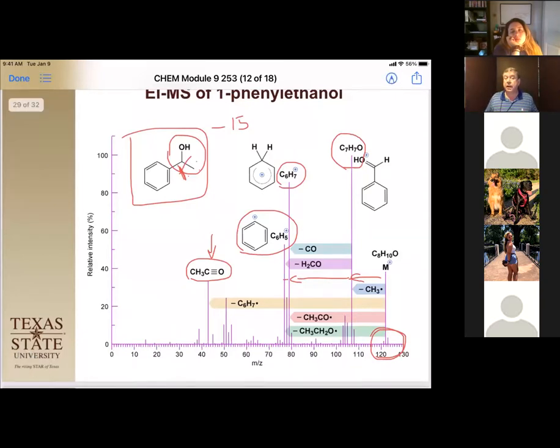So most of the time on our homework and on our exam, you can just look at the parent ion peak and maybe one fragment and figure out which compound it could be, based on whether these compounds can make this major fragment.